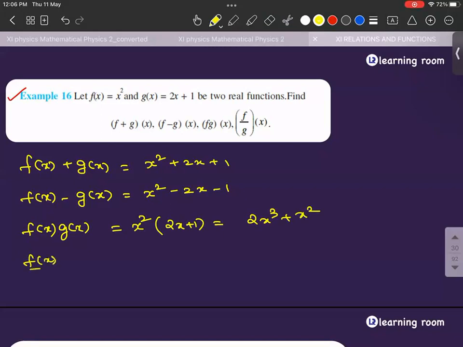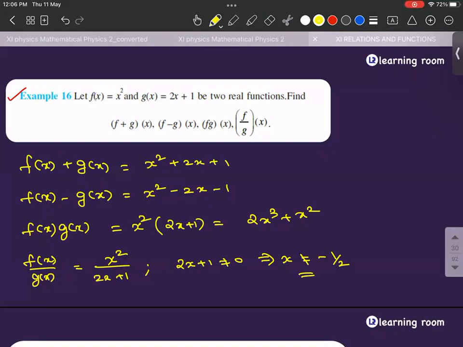What is f(x) by g(x)? X square by 2x plus 1. Okay, this is where we need to be careful. X square by 2x plus 1, where 2x plus 1 should not be equal to 0, meaning x should not be equal to minus half. So you need to mention this. For other things, we don't have a problem because we don't have a denominator. Am I clear with this?